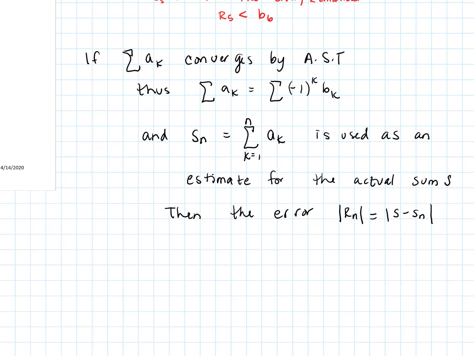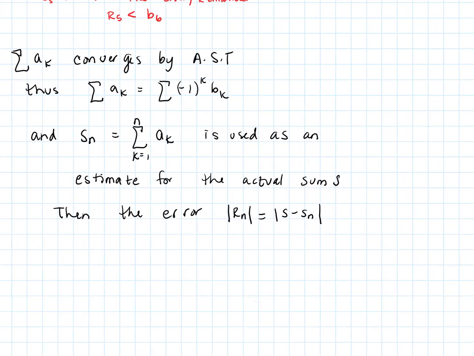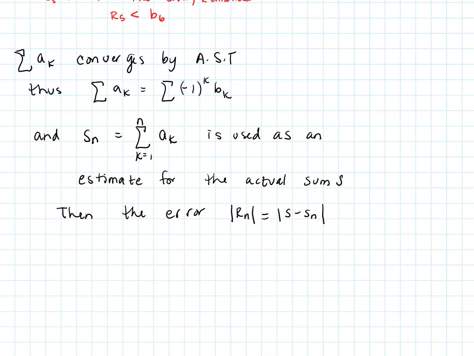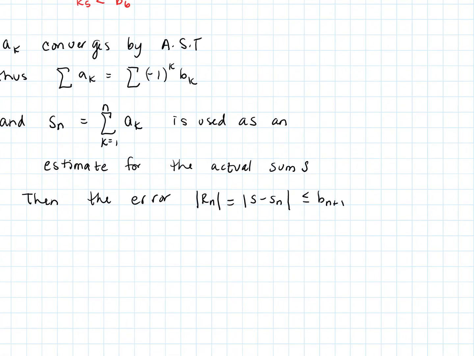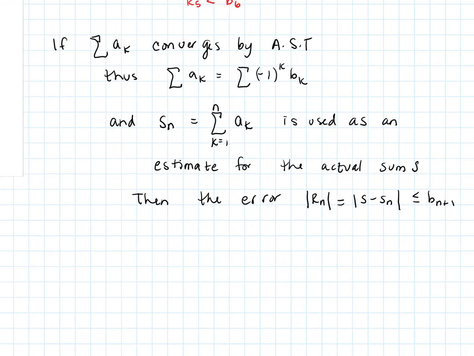The error is always just the difference between the actual value and the value we used as an estimate. S minus S sub n has to be less than or equal to the n plus 1 term in that series, the very next term. So if we stopped at 10, then the error has to be less than the 11th term. Okay. That's what it's saying there.